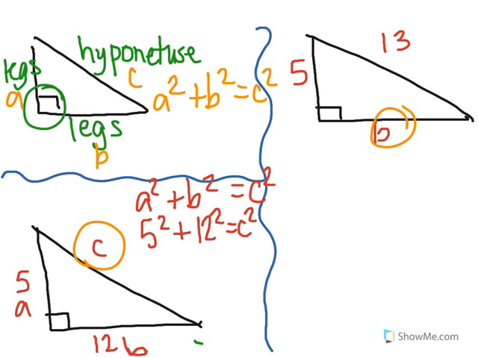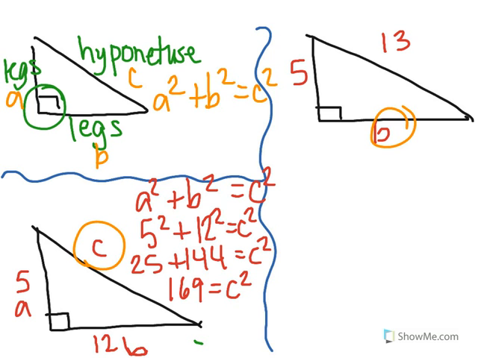5 squared is the same as saying 5 times 5, which is 25. And 12 squared is the same as saying 12 times 12, which is 144. And we've still got that C squared. 25 plus 144 gives us 169 as a value for C squared. Now you're not done yet, because 169 is the value for C squared, but I just want to know what C is, what's the length.